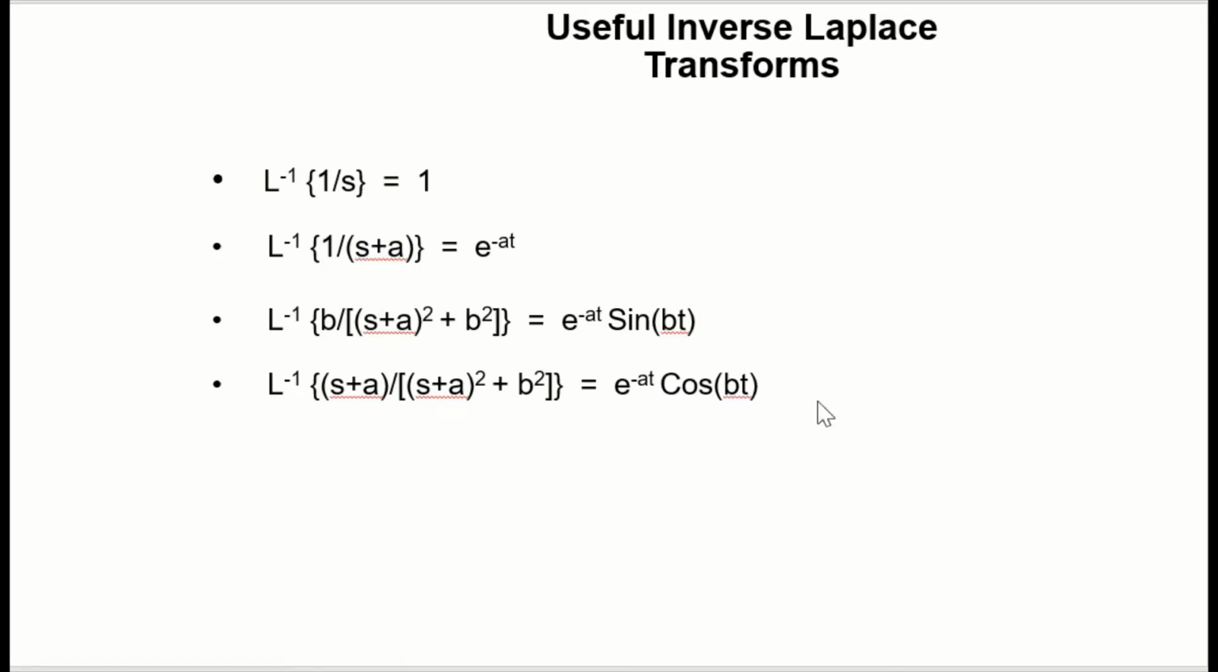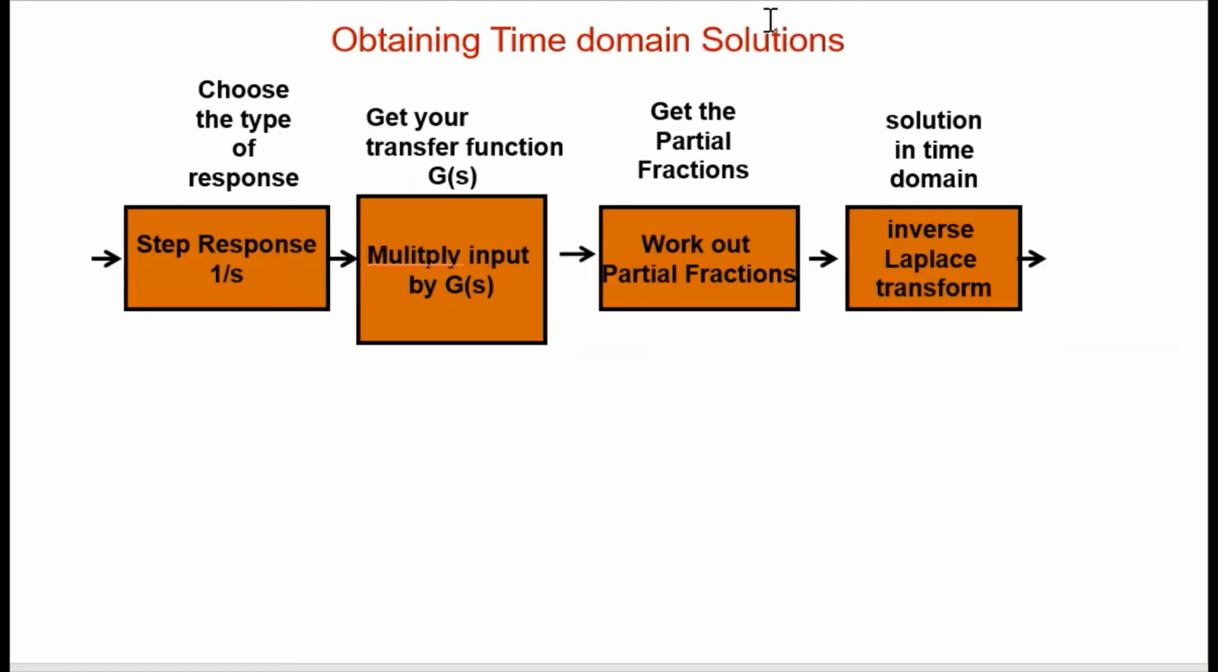Then we have inverse Laplace transforms, which are basically the inverse of what we just saw. The inverse Laplace of 1 over s is 1. The inverse Laplace of 1 over s plus a is e to the minus at. The inverse Laplace of b over s plus a squared plus b squared is e to the minus at sine bt. And the inverse Laplace of s plus a over s plus a squared plus b squared is e to the minus at cos bt. So these are the 4 main useful inverse Laplace transforms that we have to remember to do the analysis.